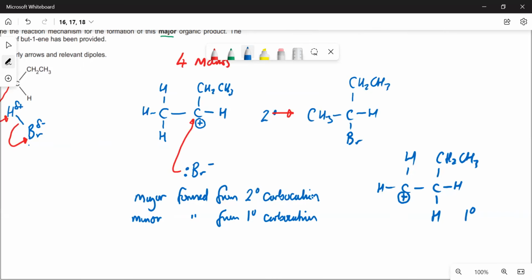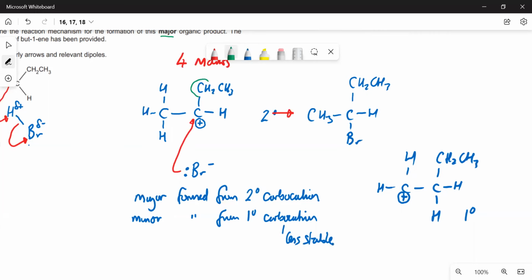The primary carbocation is less stable. Why is it less stable? It's because the alkyl groups have a tendency to push electrons towards the positive charge. You've got one alkyl group there and two alkyl groups there, both pushing a bit of charge towards the positive charge on the carbon. Whereas if you look at the primary carbocation, you've only got one alkyl group pushing charge in there. So the positive charge is more intense on that carbon.